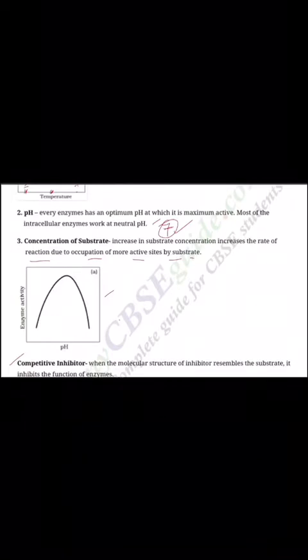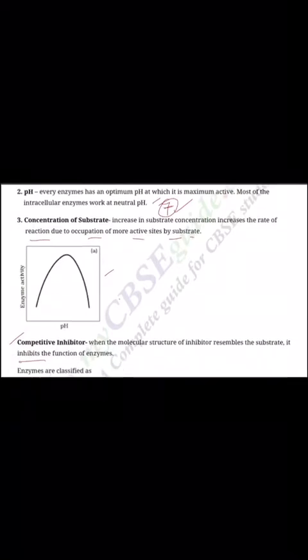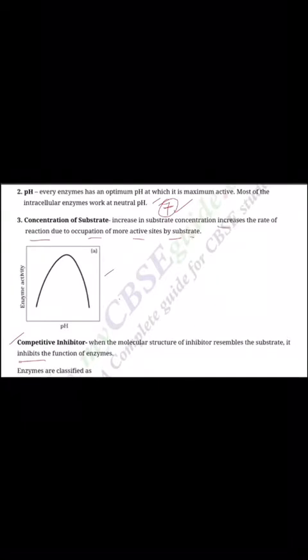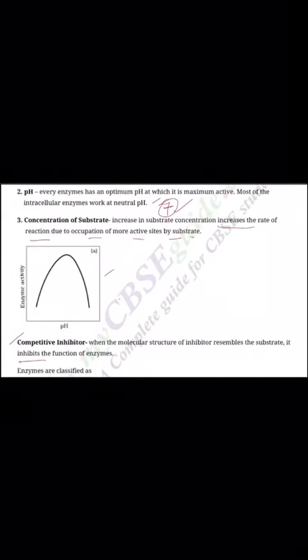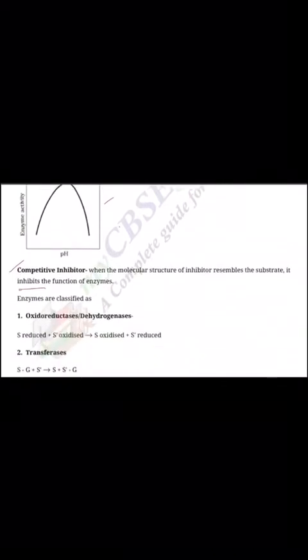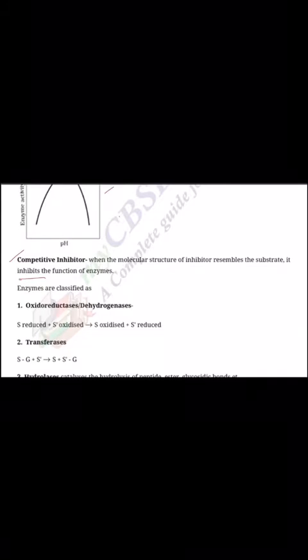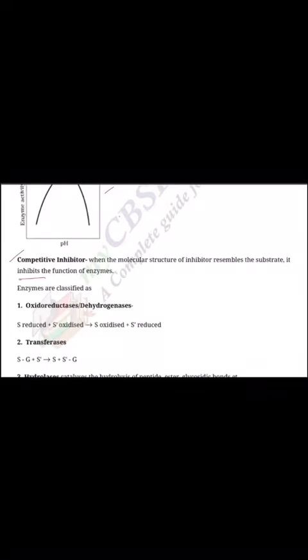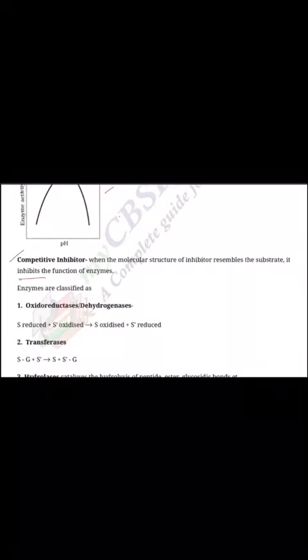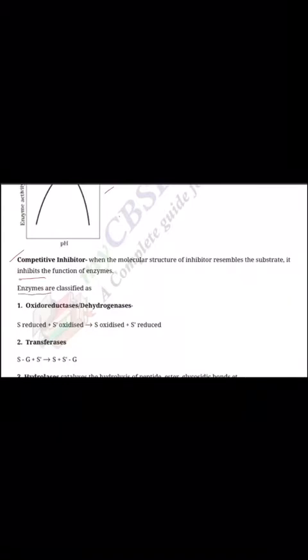And then the third we discussed is concentration of the substrate. The more the concentration, the faster the reaction. An increase in substrate concentration increases the rate of reaction due to occupation of more active sites by the substrate. Then competitive inhibitor: when the molecular structure of the inhibitor resembles the substrate, it inhibits, meaning it does not encourage. It suppresses the function of enzymes.